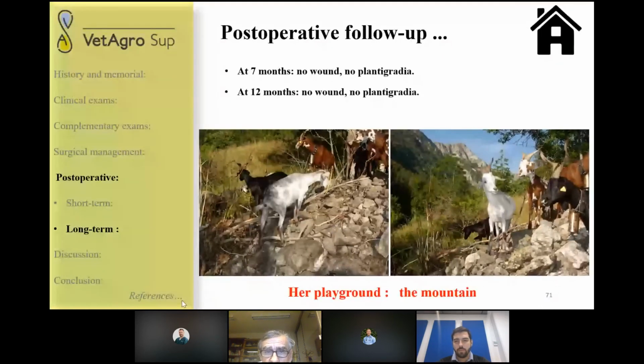The follow-up is good because at 7 months, the goat was walking without limp, and she has no wound, no plantigrady. And at 10 months, she has no wound, no plantigrady, and you can see the goat in her natural playground. She is close to the mountain, and she is happy to climb everywhere.